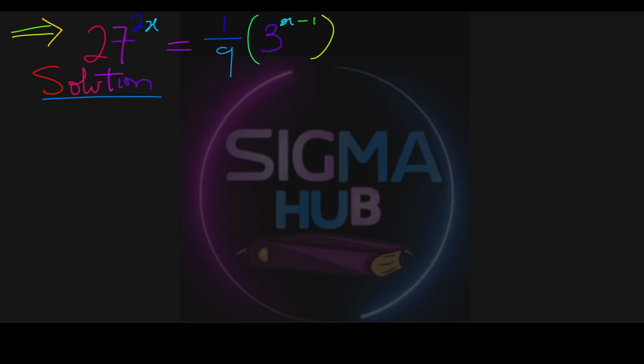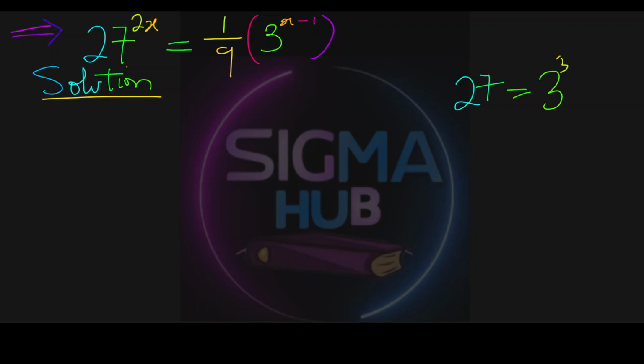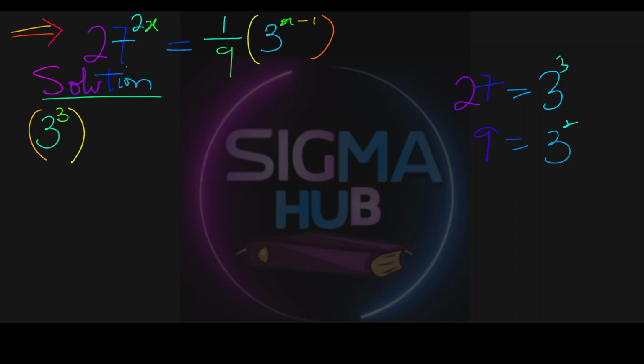Why? Because 27 can be written as 3 raised to the power of 3. And also 9 can be written as 3 raised to the power of 2. And that's what we are going to be looking at here. So 27, I'm going to be writing as 3 raised to the power of 3, because 3 raised to the power of 3 is 27. Then the 27 is having a power, which is 2x. So I now say raised to the power of 2x.